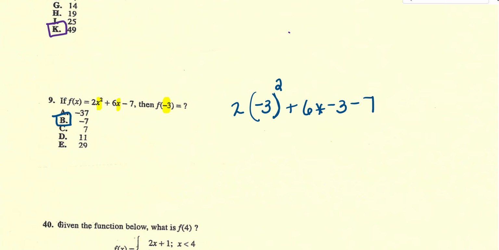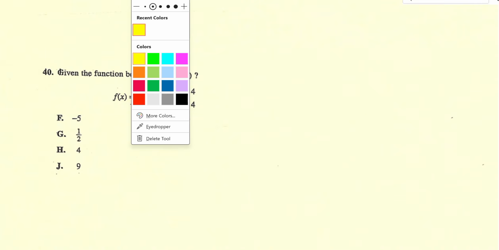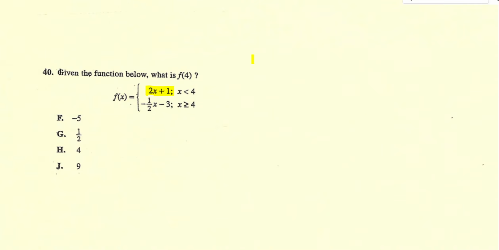Now this next one is interesting. It's what we call a piecewise function. It's a function that's defined in pieces, and otherwise it means one thing. For example, it means this if x is less than 4, but it means this if x is greater than or equal to 4.